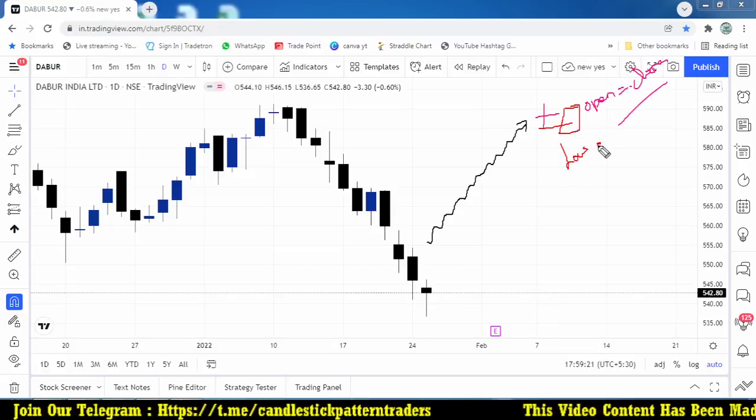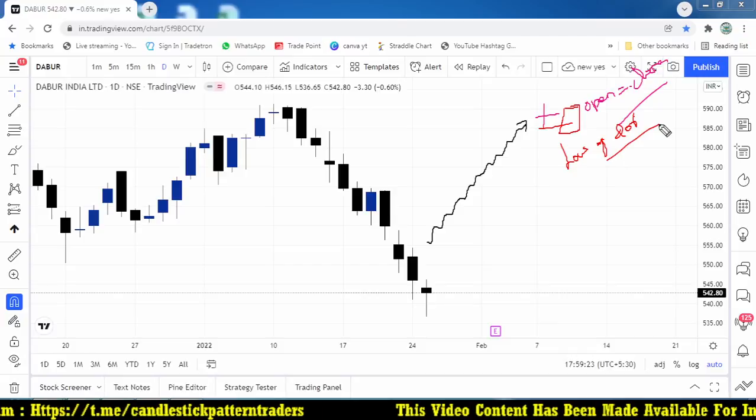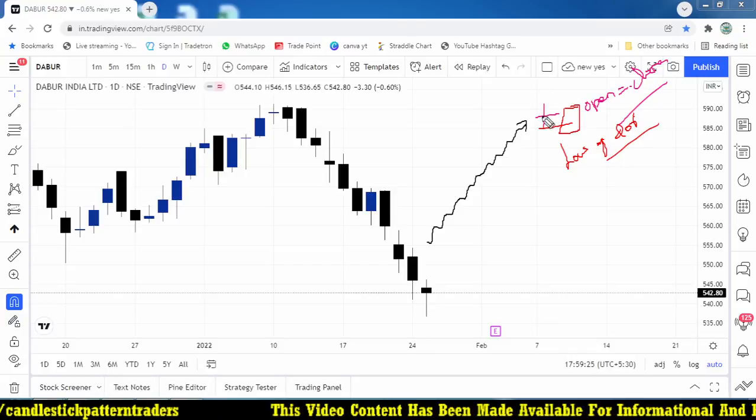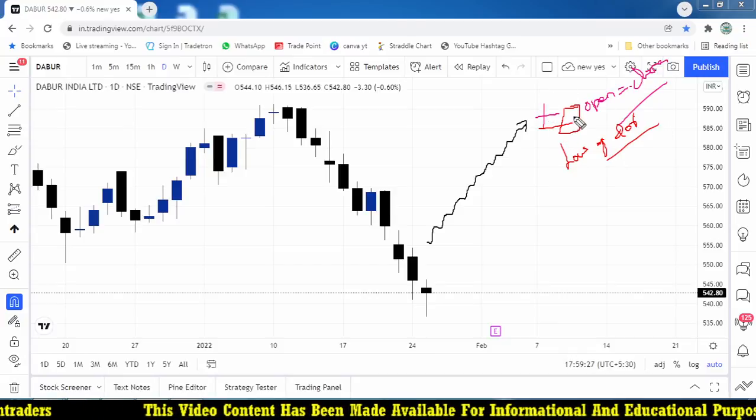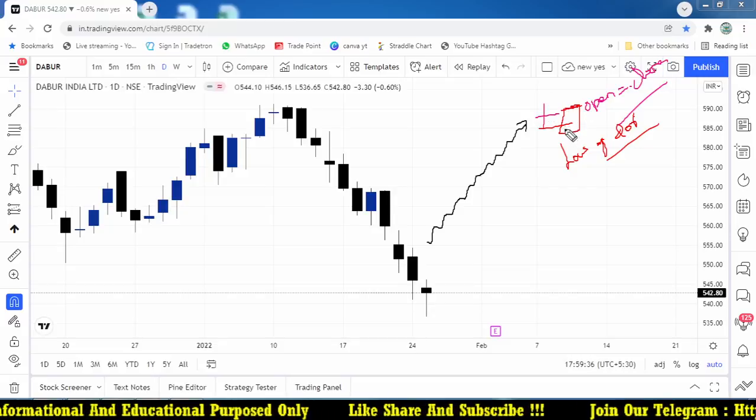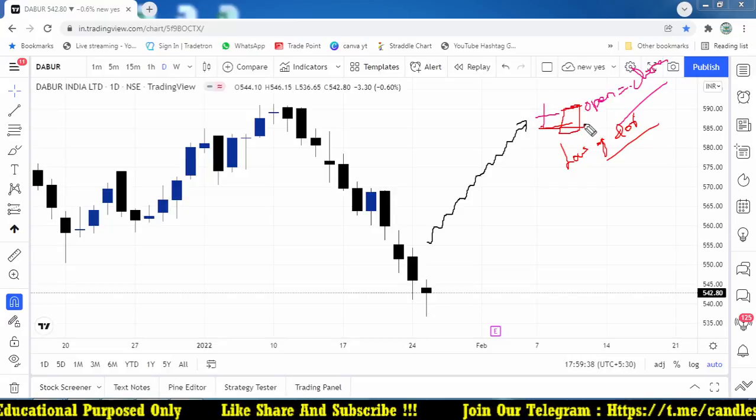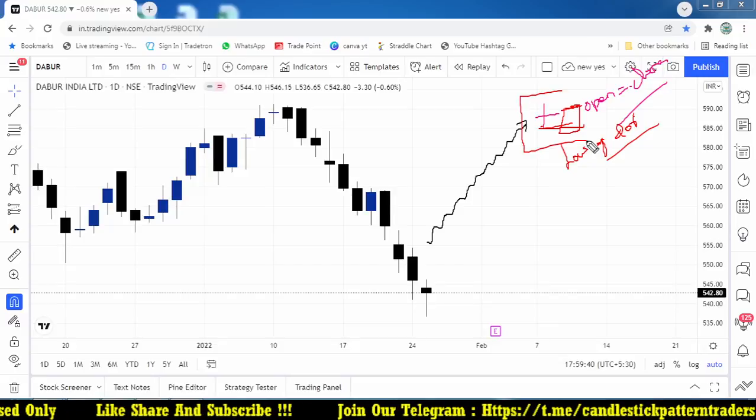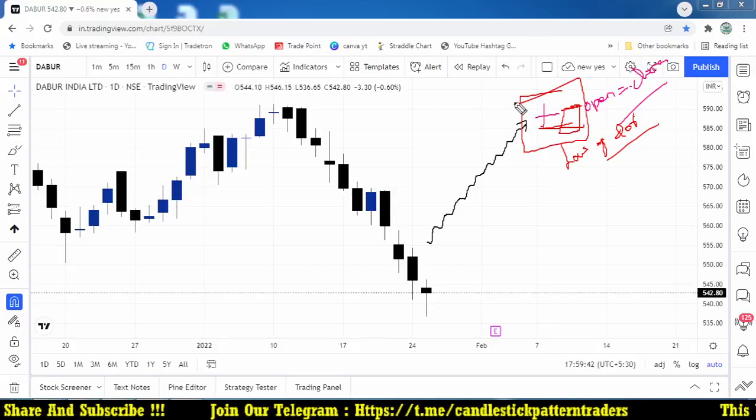Is that right? So the first day should be the doji, and the next day should be a candle which opens in between the high and low of the particular doji candle, and must close below the doji. These two candles confirm the perfect reversal.